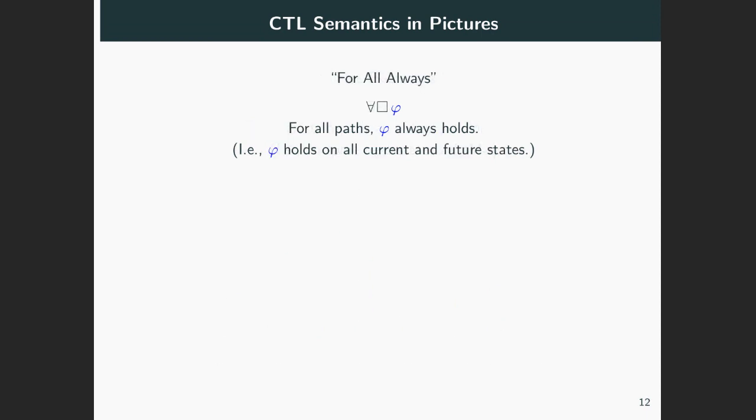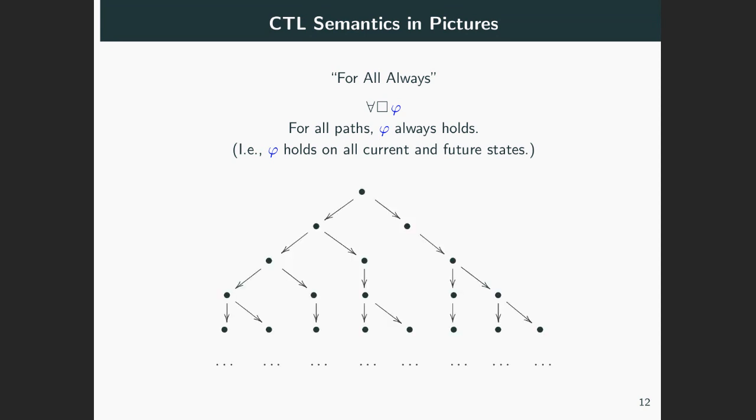Moving on to the two always based connectives for CTL, the for all variant, namely for all always, says about our tree that all states on all paths satisfy phi. In other words, all the current and future states, that is to say, all the reachable states, satisfy phi. So everything must be blue.